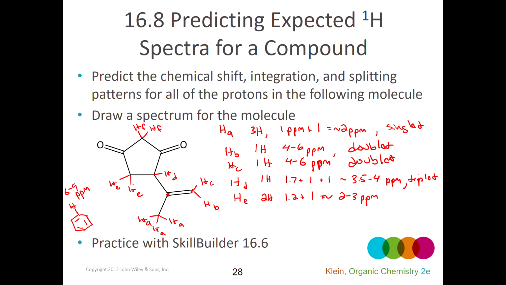And those hydrogens would be split by 1 adjacent hydrogen, so there's nothing up here to split it. There's 1 hydrogen here to split that into a doublet.